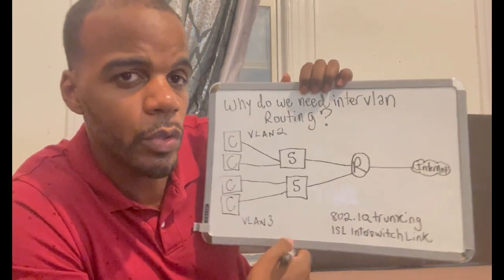ISL, inter-switch link, is a protocol that is no longer being used by Cisco. It may still be used, but the more popular one now is 802.1q, and I will show you how to configure inter-VLAN routing.